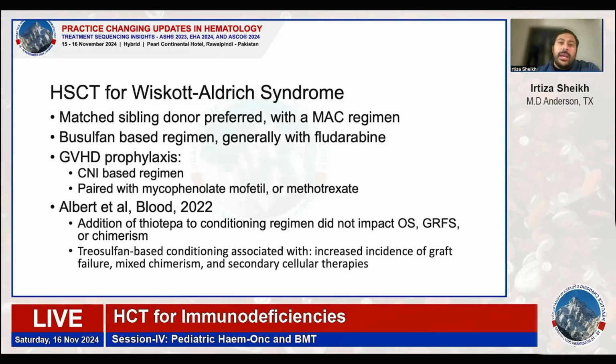They also compared treosulfan to busulfan-based conditioning and found that treosulfan was actually associated with an increased graft failure rate, mixed chimerism, and a need for secondary cell therapies, including lymphocyte boost through a donor lymphocyte infusion, or even a repeat transplant. And again, at MD Anderson in the pediatrics department, we actually don't use treosulfan. For our myeloablative conditioning regimens, we use pretty strictly busulfan, generally paired with fludarabine in most cases, but there are some cases where you would consider using cyclophosphamide itself based off of toxicities that you may be concerned about.